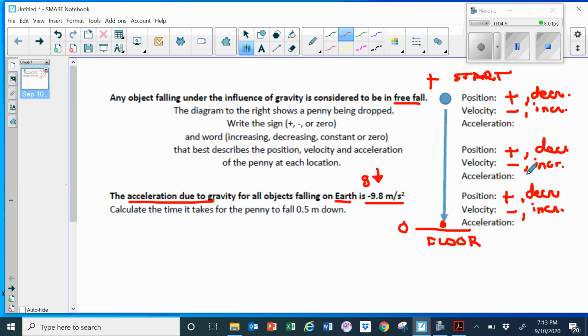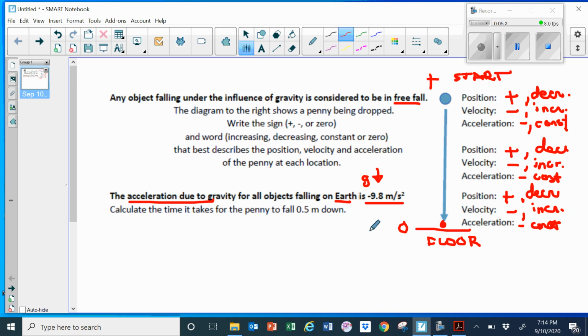Okay? Now, the acceleration. Look at this number. It's negative all the way down, and it's minus 9.8 all the way down. It's a constant acceleration, so it's negative and it's constant, all the way down. So you should be able to remember this. Try to memorize this if you can. But if you can't, just think it through, and I think you'll be able to do that.